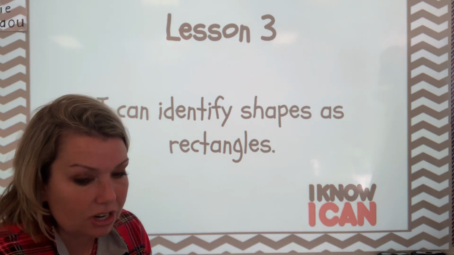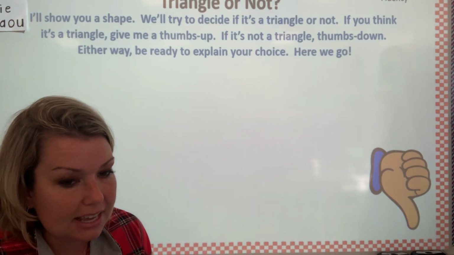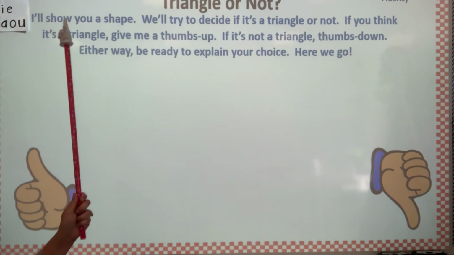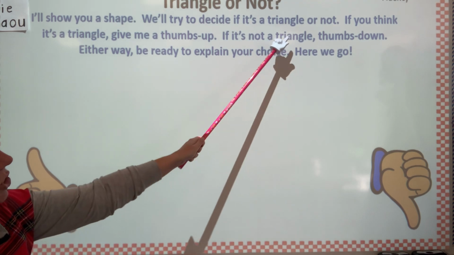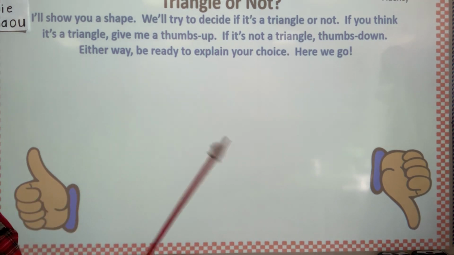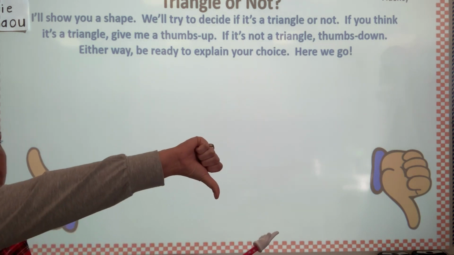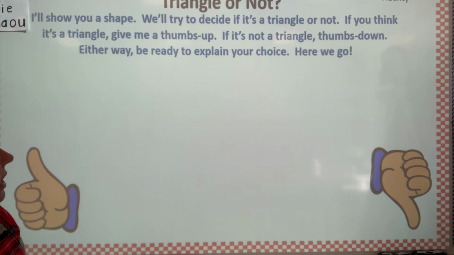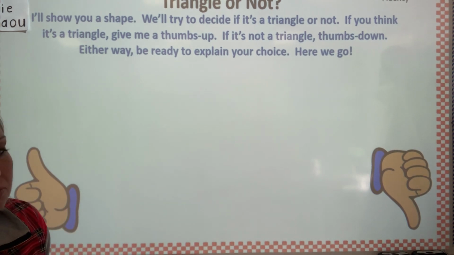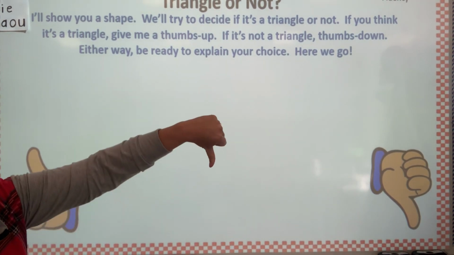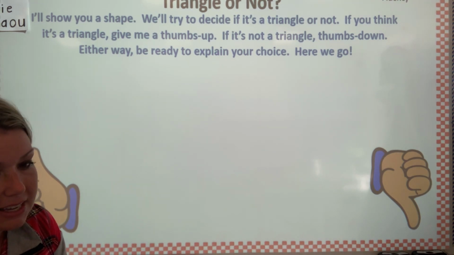Let's go ahead and get started on our warm-up this morning. This game is called Triangle or Not. I'll show you a shape. We'll try to decide if it's a triangle or not. If you think it's a triangle, give me a thumbs up. If you think it's not a triangle, give me a thumbs down. Either way, be ready to explain. I'm going to call on you, and you're not only going to have to tell me if it's a triangle or not, but you're going to have to tell me why. So let's get started.